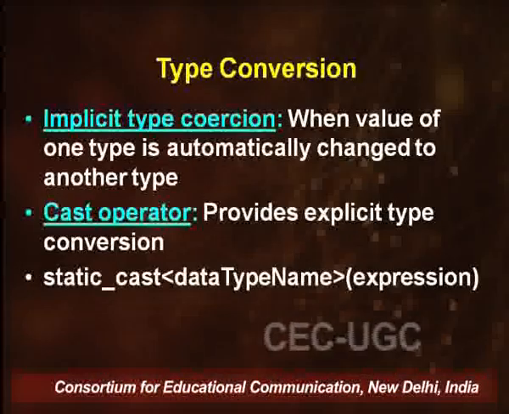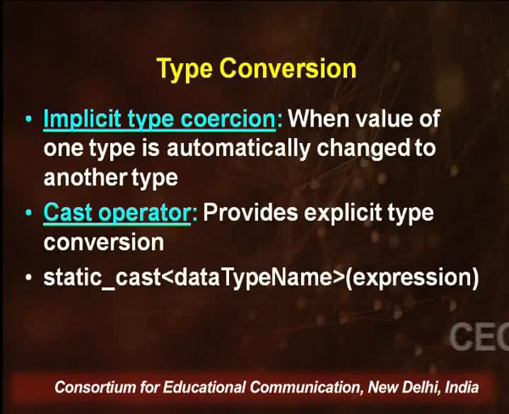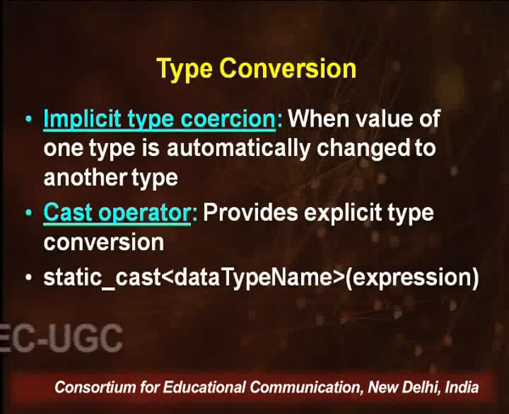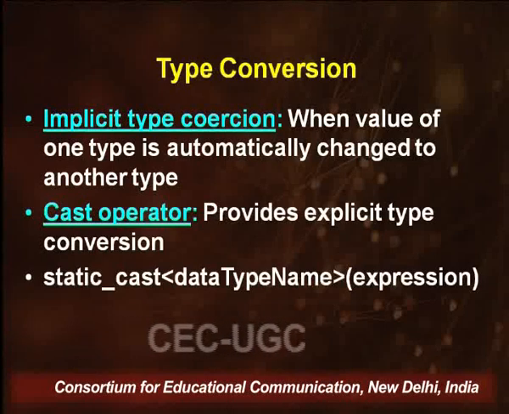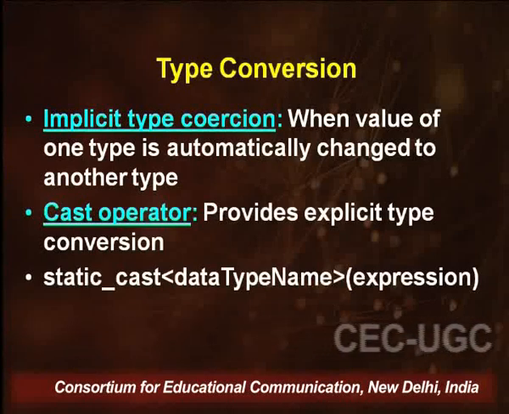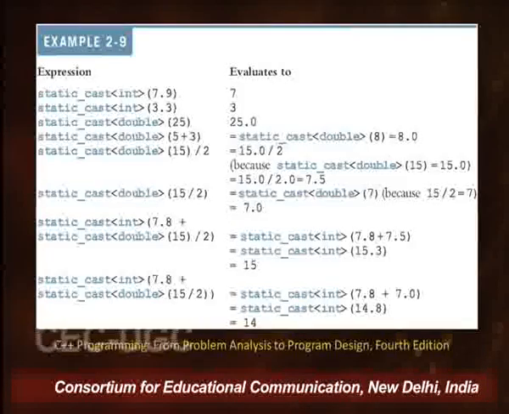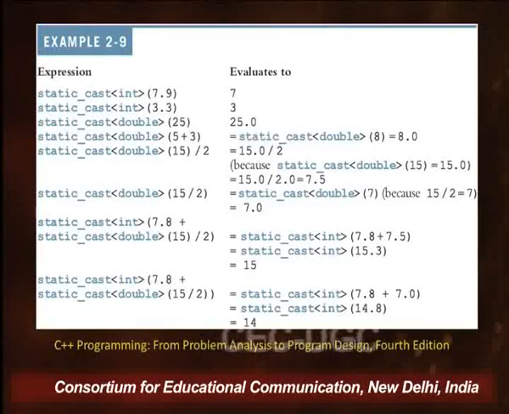Now this typecasting could be implicit or it could be explicit, done explicitly by using the cast operator. Implicit type conversion is when the value of one type is automatically changed to another type, and explicit typecasting is when a typecast operator is used for changing the type of one data to another. So here you can see a list of examples of expressions which are converted into another data type.